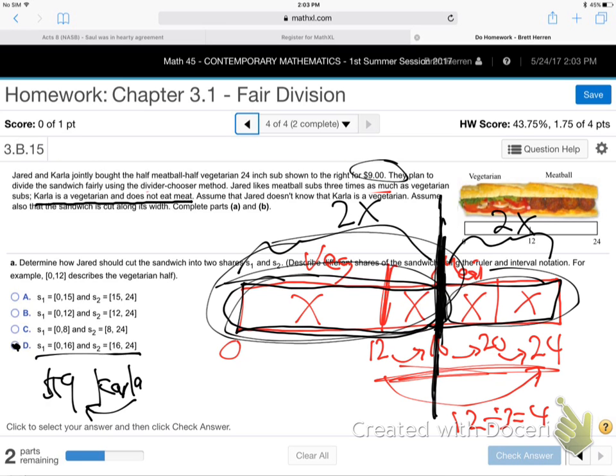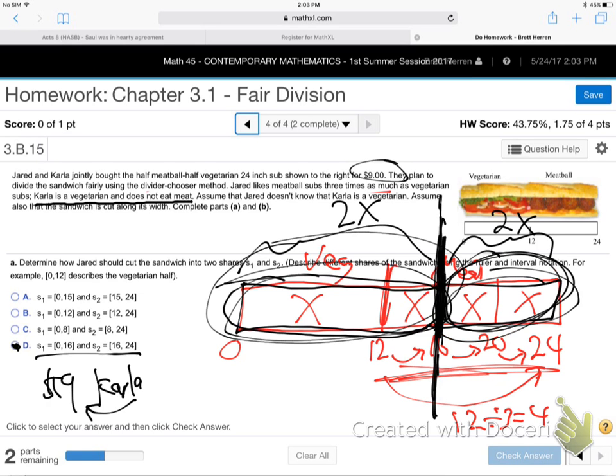How about Jared? So Jared will get the right half, right? Jared will get the right half. What's that worth to Jared? The right half. Before you do any fancy calculation, you don't need to do any math. You need to remember the process.